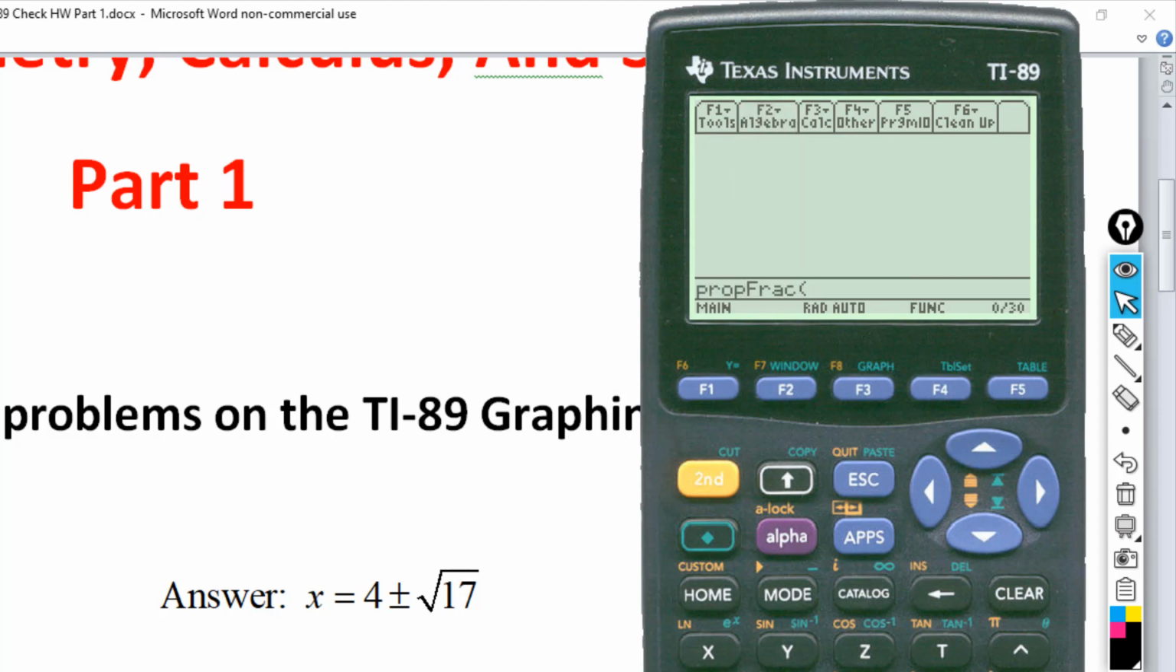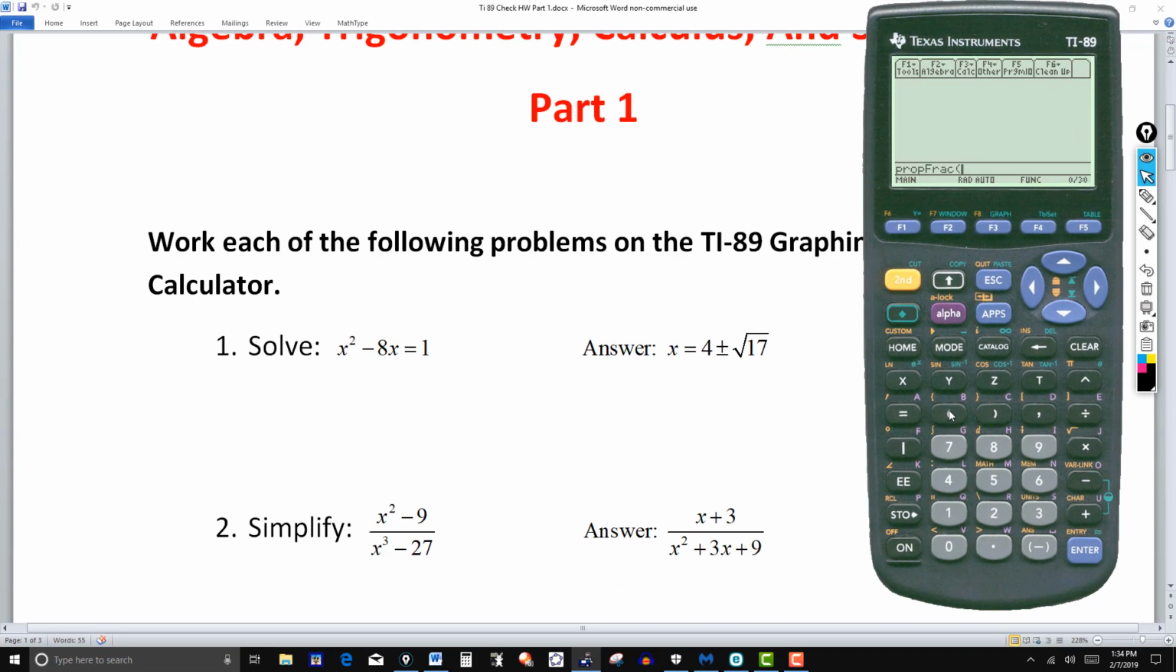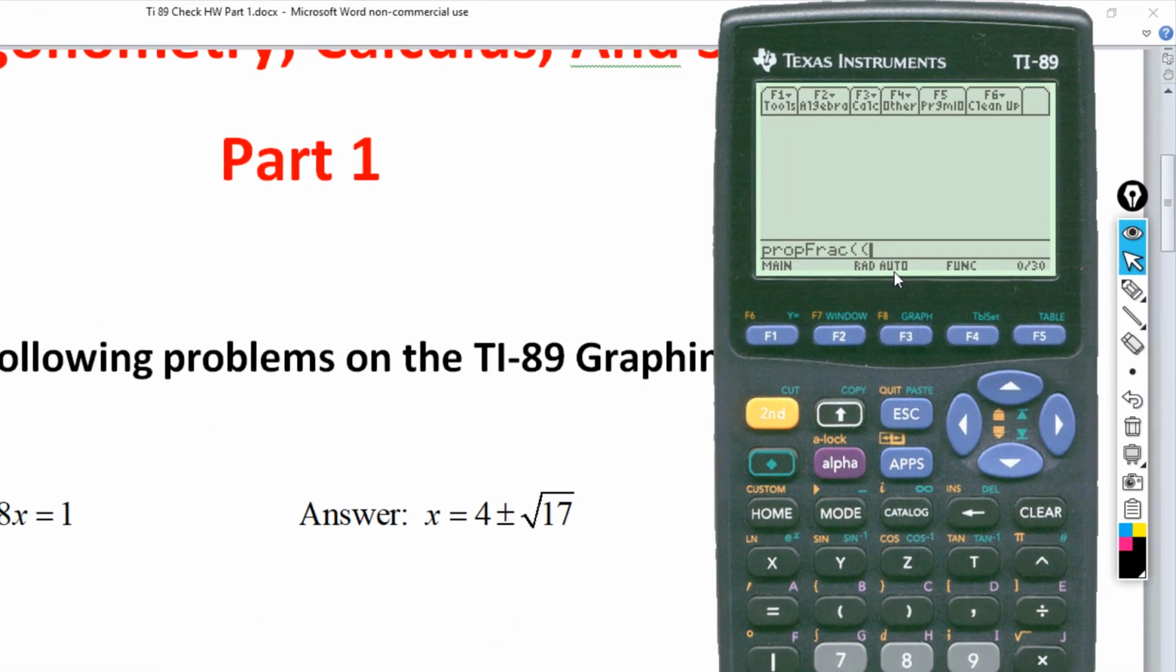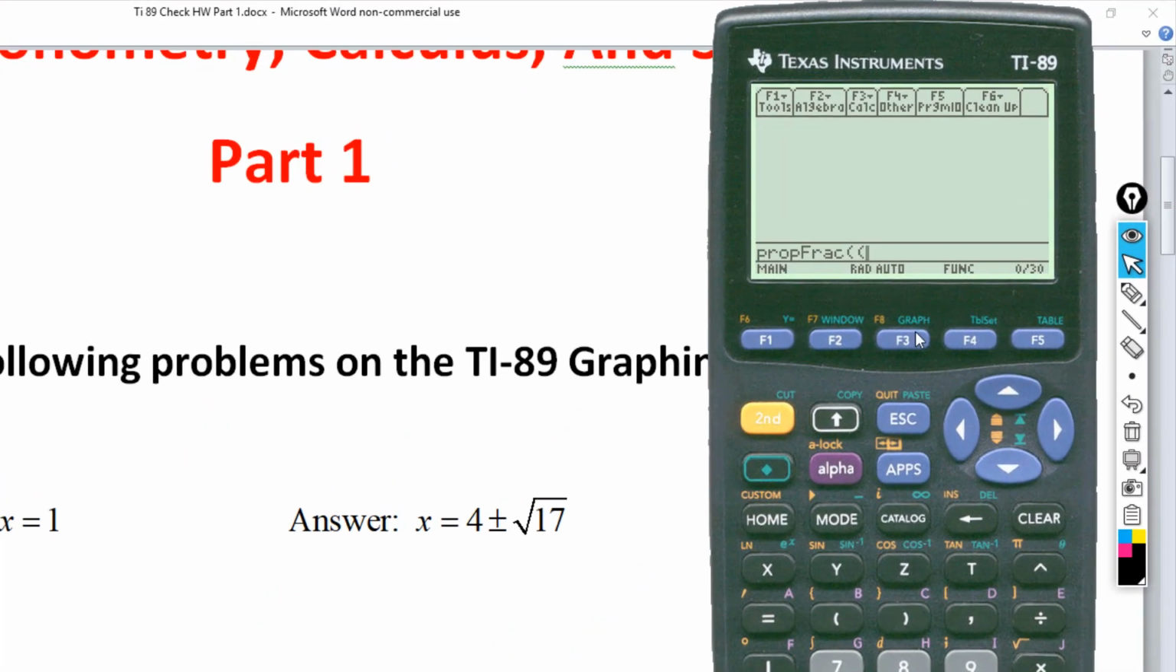Okay, so this will be parentheses again. Okay, this is very picky. The calculator is very picky with parentheses, leaving out parentheses and so forth. It'll give you an error. So this will be x squared minus 9. Okay, close parentheses.